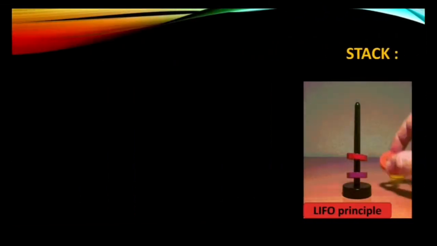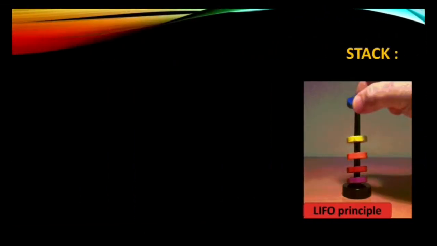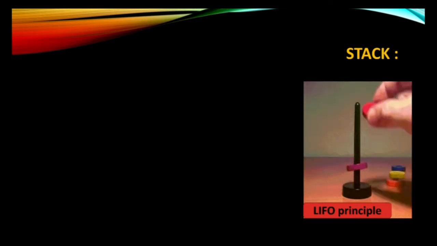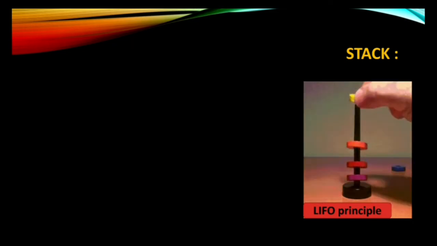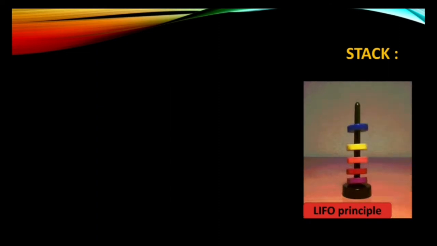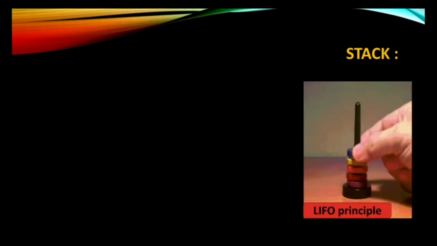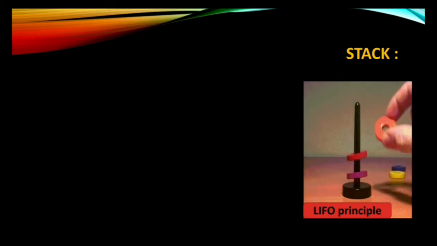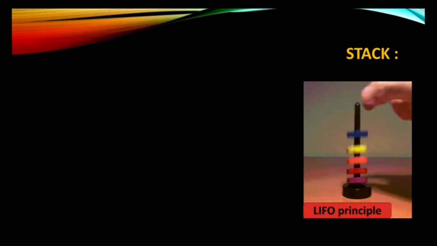Now see what is going on in front of you all. The placement: each and every element is placed on the top of the next element. This is the structure that is based on the principle of LIFO. LIFO means last in, first out. It means the first element present in this structure comes out last and the last element comes out first.